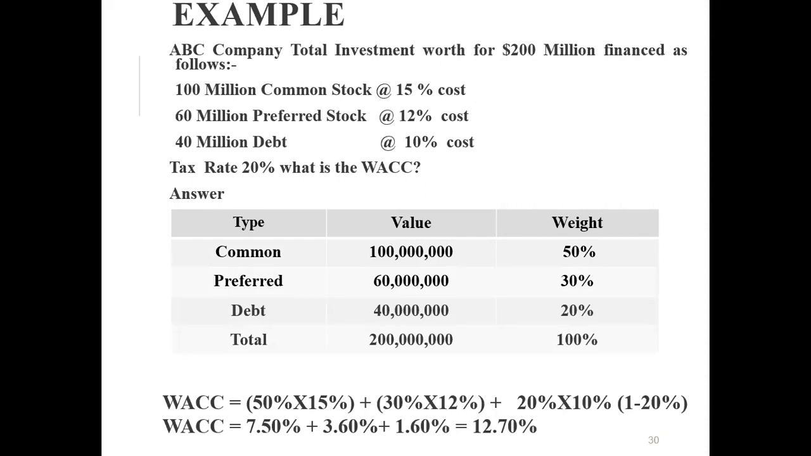So let's see, if a company, ABC company, has a total investment of 200. So this is the total, and then I can figure out the capital structure. So 100 divided by the 200 gives me 50%. So this is the weight.